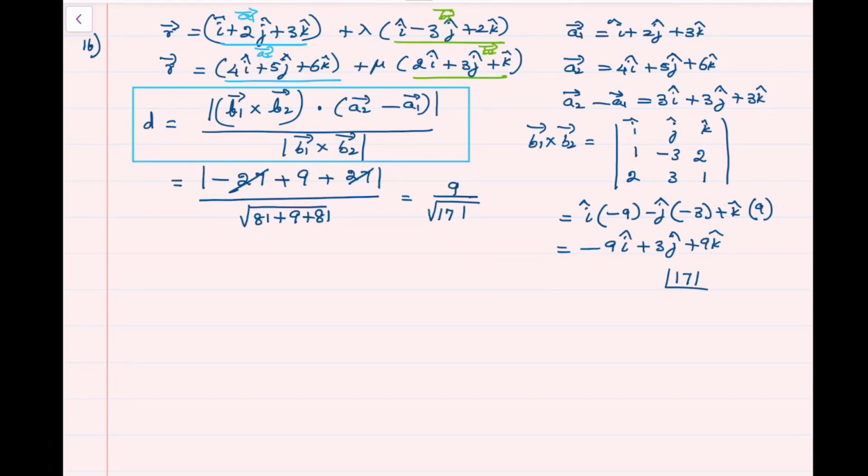Let us do prime factorization. Divided by 3, 57. Again by 3, we get 19, which is equal to 9 divided by 3 root 19. Therefore, it is 3 divided by root 19 units.